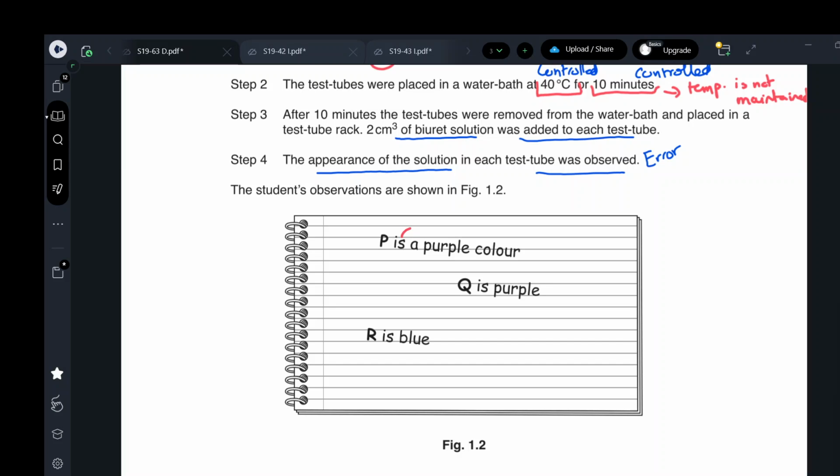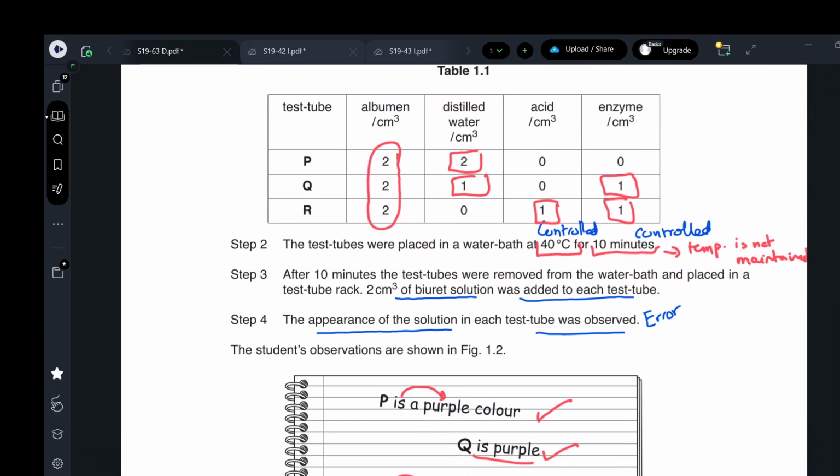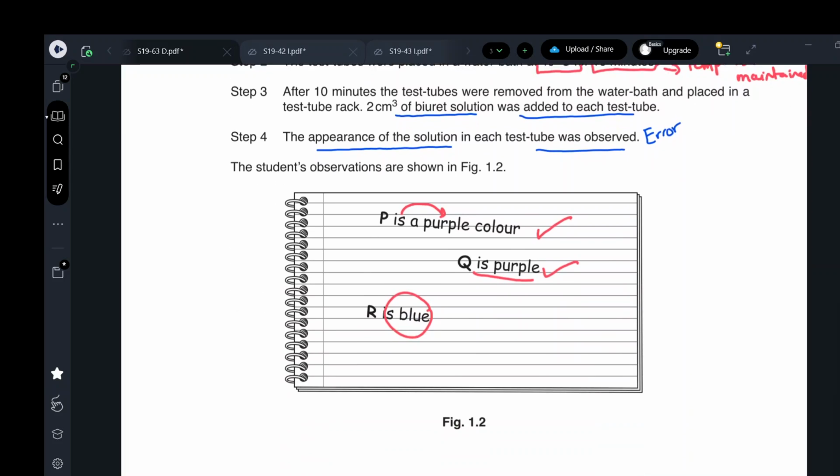Test tube P gave me purple color, which means that the protein is still present. It was not digested. Test tube Q, protein still present, gave me purple color. R is the only one that is blue. Why is this? Because it had the enzyme and the acid, and as we know, pepsin enzyme, which digests proteins, requires an acidic pH of 2 to work.